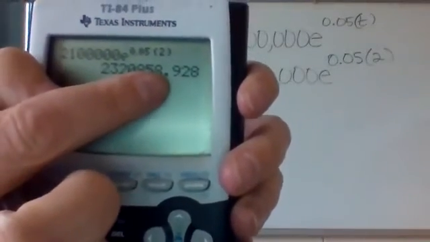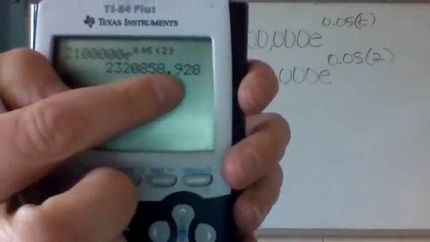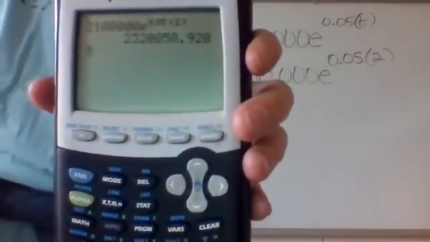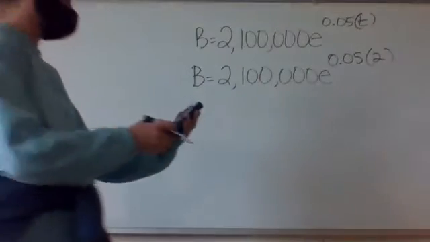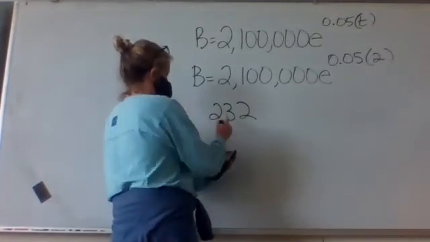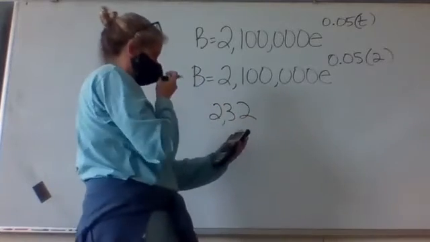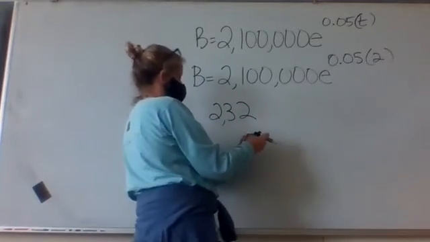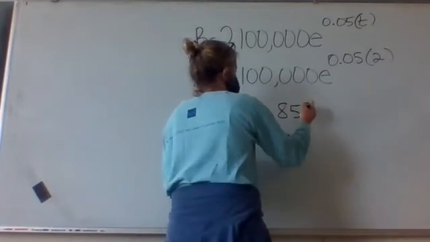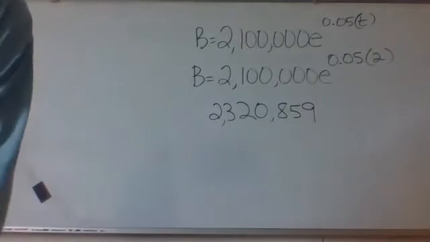And I look here, if I round it to the nearest whole number, I need to look at that first number after the decimal. Since it's a 9, it's going to round that 8 up to a 9, which will give me 2,320,859 once you round it up to that 9.